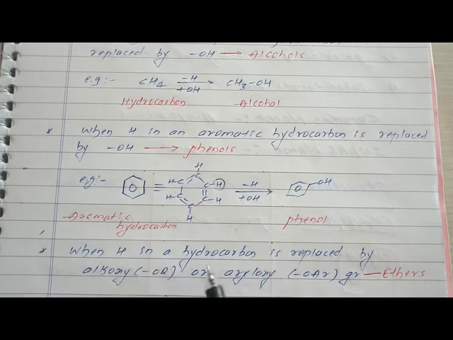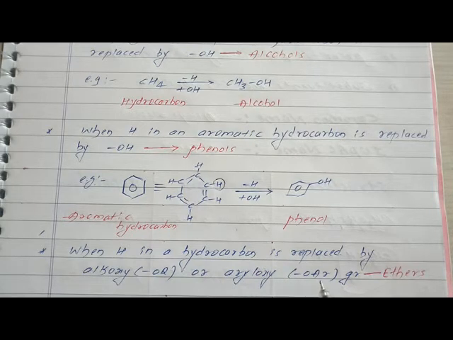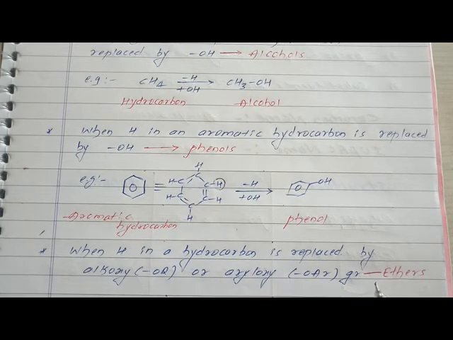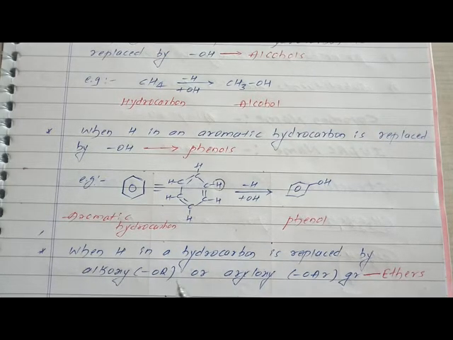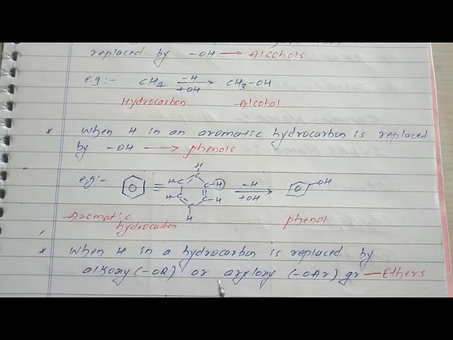When H in a hydrocarbon is replaced by an alkoxy group, that is -OR, or an aryloxy group, that is -OAr, we'll get, students, ethers. It means ether may also be defined as: when one or more hydrogen atoms in a hydrocarbon are replaced by alkoxy or aryloxy, we'll get an ether, students.